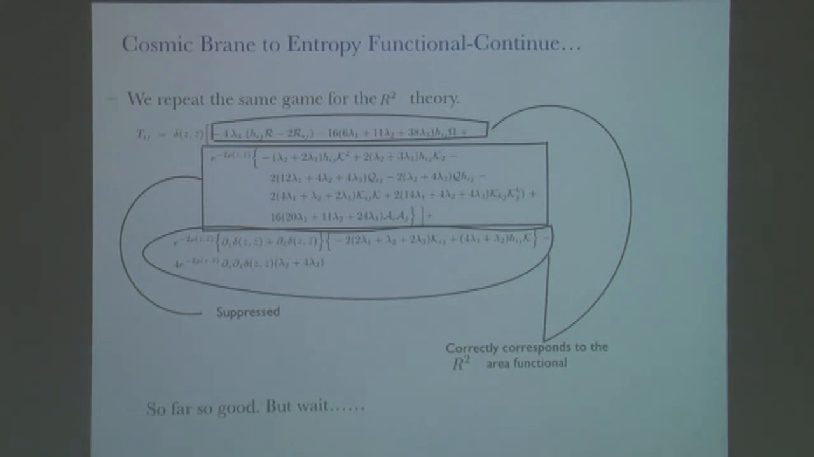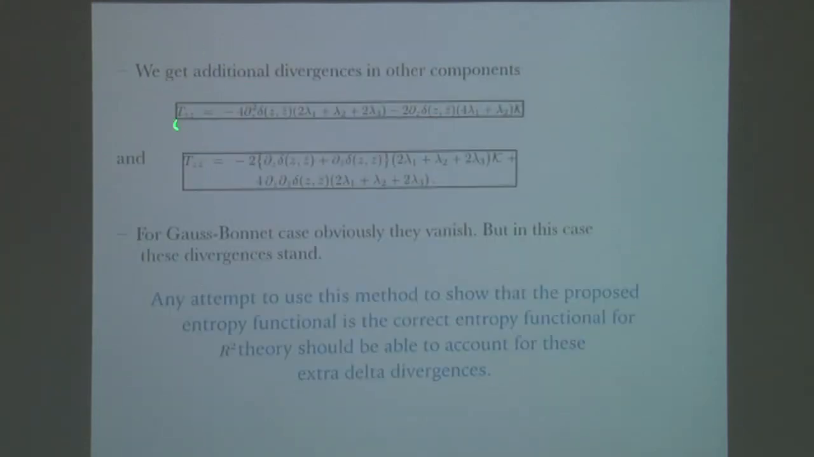So, this seems to be good, but the point is that we also get a delta function divergence in the zz and z bar z bar components of the trace tensor, which we should not have because the brane is localized along the ij direction. So, one has to somehow take care of this divergence and give an interpretation to it. Obviously, any attempt to justify the area functional using the cosmic brane method has to take into account this extra divergence for generic higher derivative theories, in our case the R squared theory, and one has to interpret why this divergence is coming and take that into account.